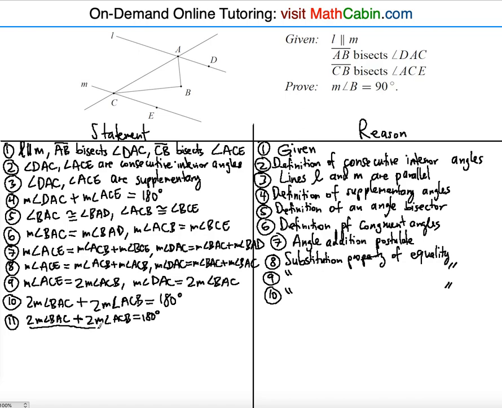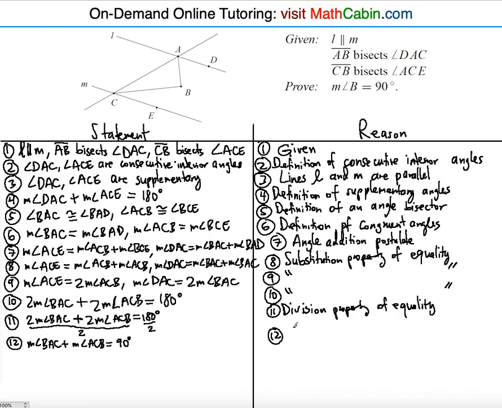If you divide both sides, you will get something like this, and we will call that the division property of equality. You're dividing both sides. Now if you simplify that, you're going to get this: measure of BAC plus measure of ACB is 90 degrees, because 180 divided by 2 is 90. So this is simply the substitution property of equality.